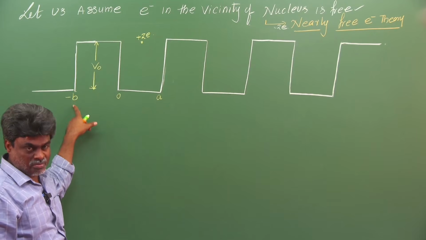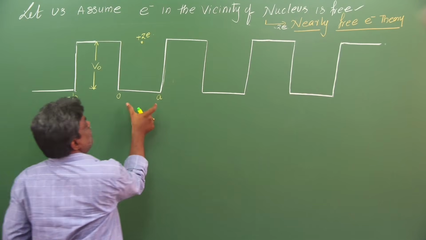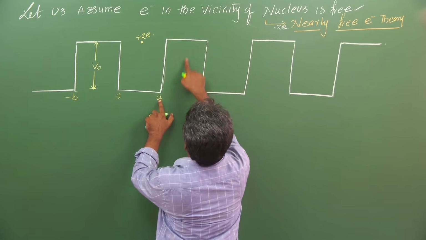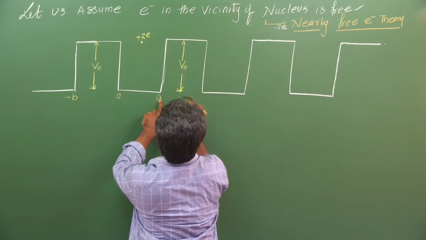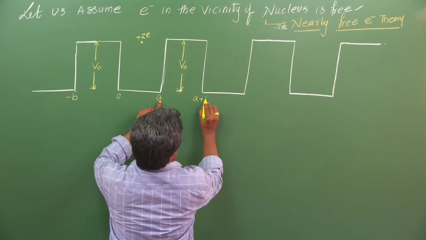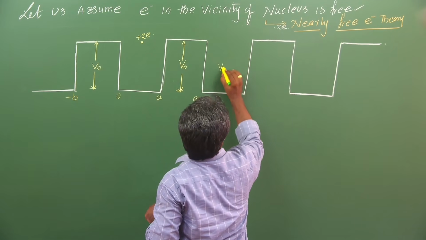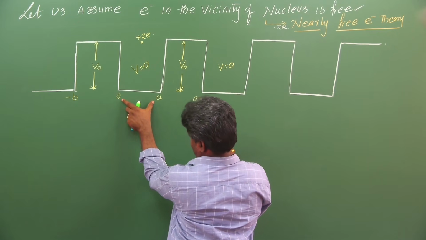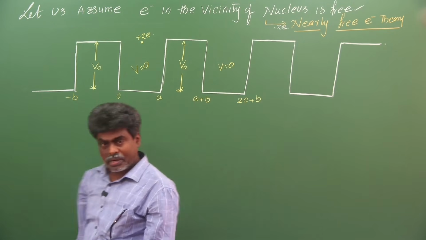0 to minus B. So what is the width of the barrier? B. What is the width of the potential well? A. If this is 0 to A, this is the barrier, with barrier width B. This is already A, that's why. Next one, this is the potential well, potential zero. The potential well width is A, so it is A plus B. Everybody understand these points?